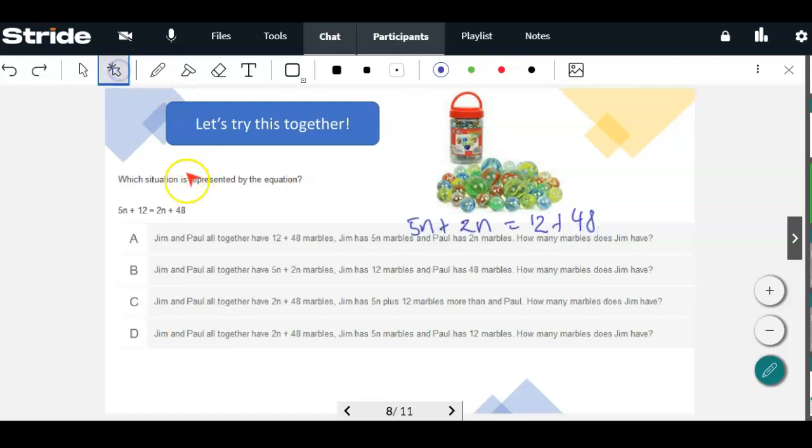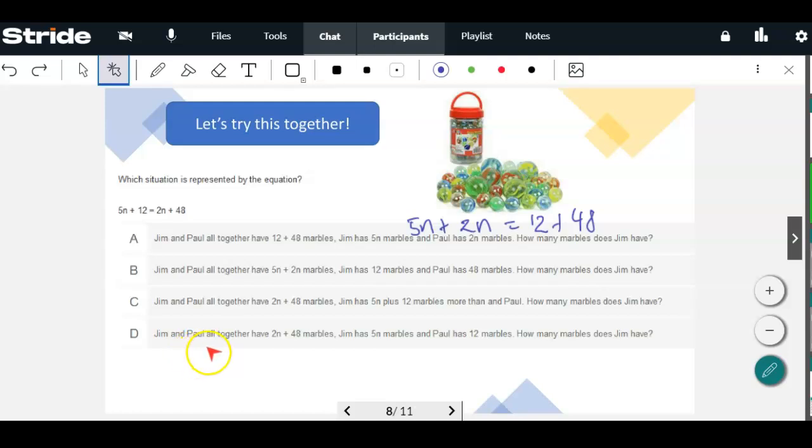So that's not the answer. All right, this one, Jim and Paul all together have 5n plus 2n marbles. Jim has 12 marbles and Paul has 48. Again, very similar equation, so that's not it either. All right, the next one, Jim and Paul all together have 2n plus 48. Jim has 5n plus 12 more than Paul. Okay, so if this is how many they have all together, then it wouldn't be equal to this part.